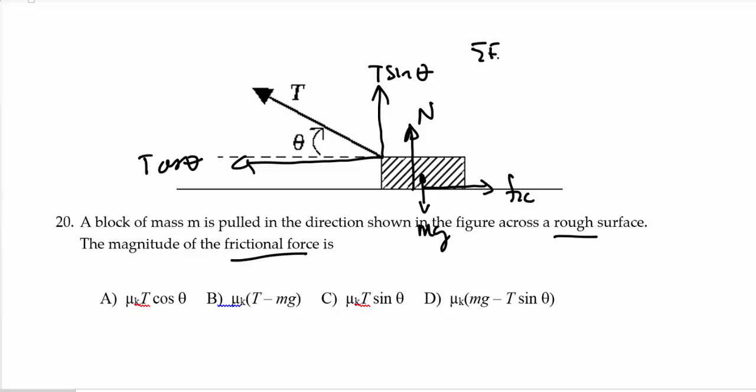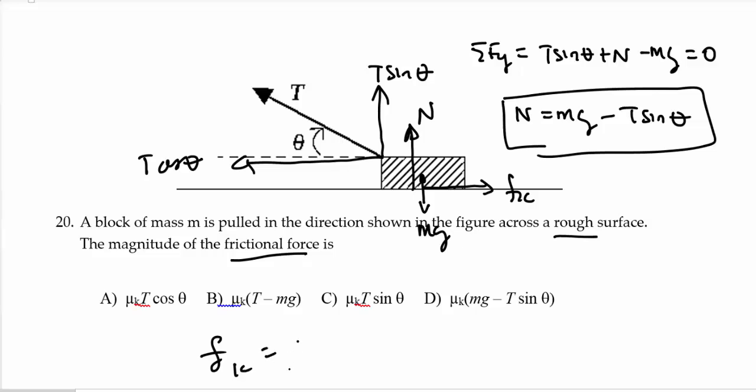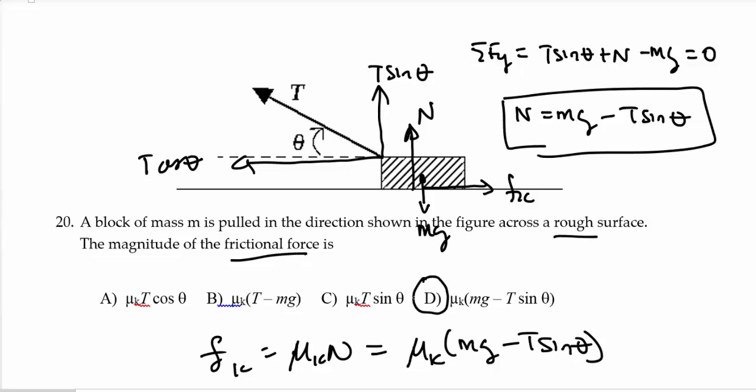Looking at the sum of forces in the y direction, we will have T sine theta plus N minus mg, all of this should be zero. This would mean that N is equal to mg minus T sine theta. This is the normal force, but we know that friction is defined as what? Mu k N, which will just be mu k times (mg minus T sine theta). So the answer here is what?